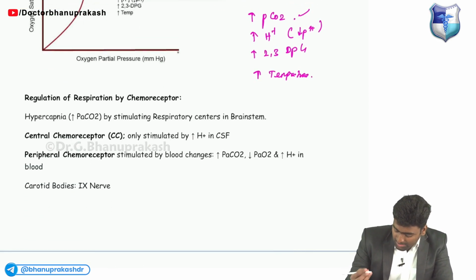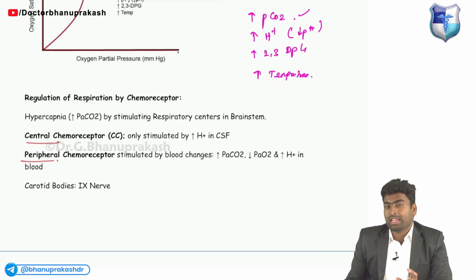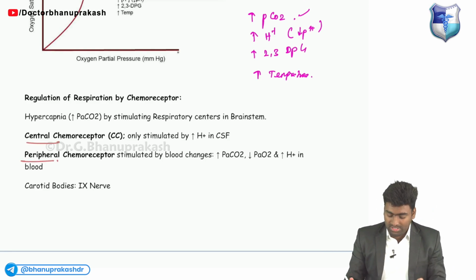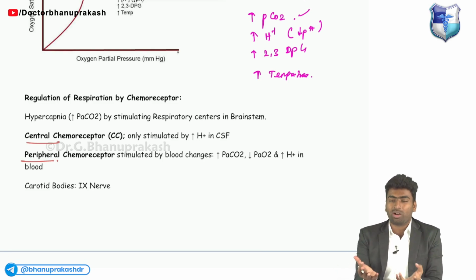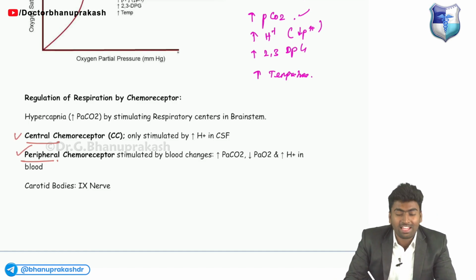About the regulation of respiration: if there are any respiratory changes, or any increased PCO2, or you are respiring less, or you are in a coma, it will be sensed by two receptors. One is known as the peripheral chemoreceptor, the next one is known as the central chemoreceptor.